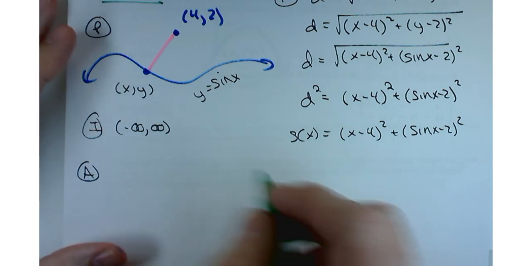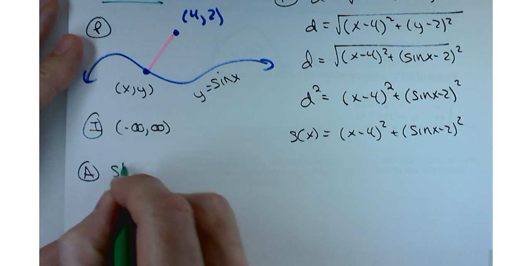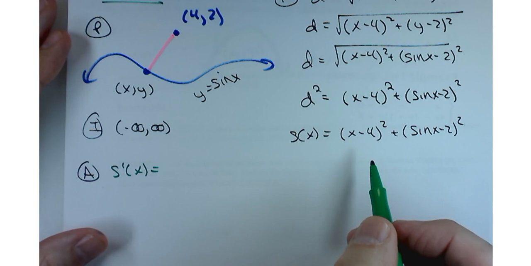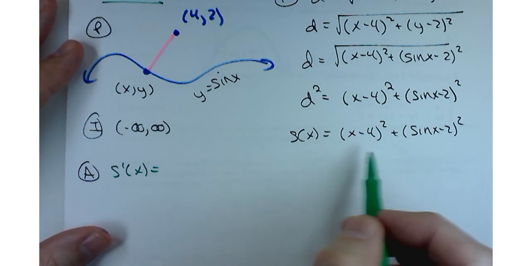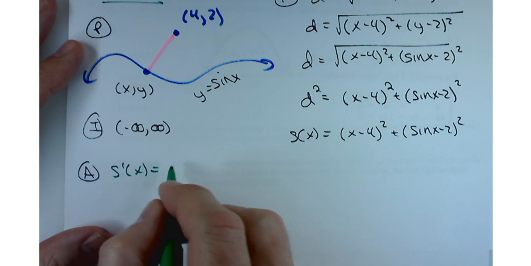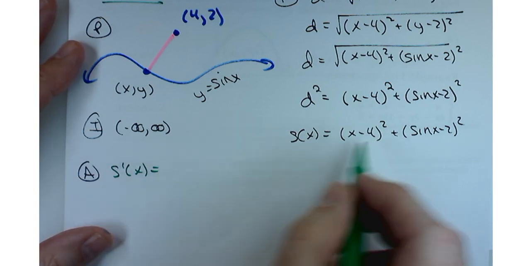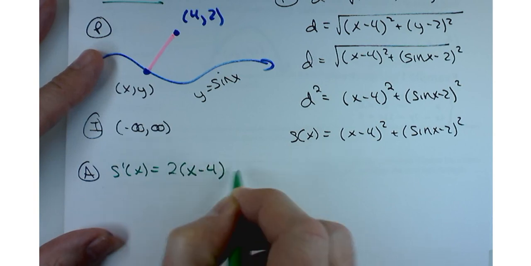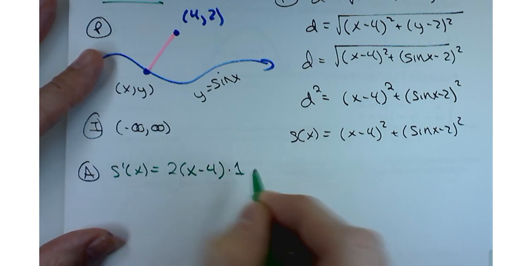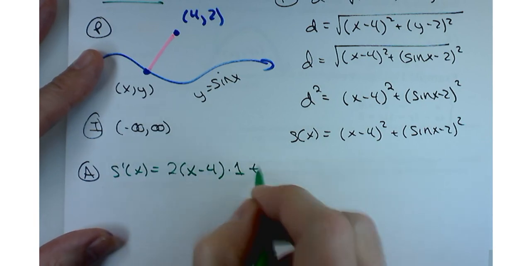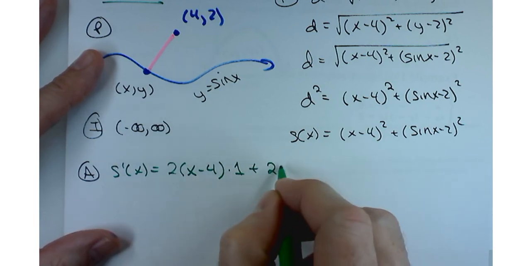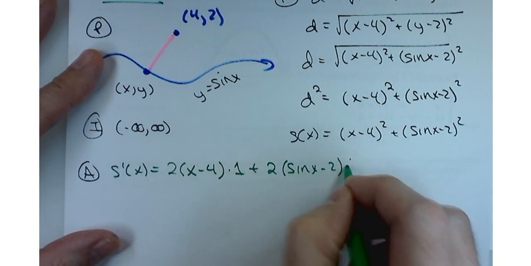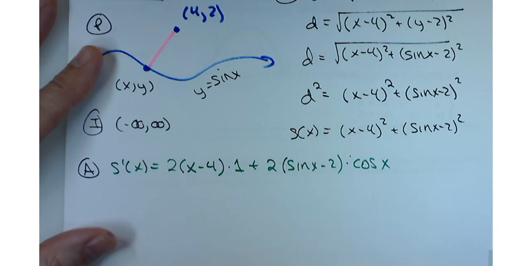What do we got? Someone tell me what you got. S prime of x. What'd you get when we differentiate this part? I got 2 in brackets x minus 1 times 0 inside that's 1. Good. So the derivative of the outside times the derivative of the inside. The inside's 1. Good. Plus 2 sine x minus 2, then cosine x.